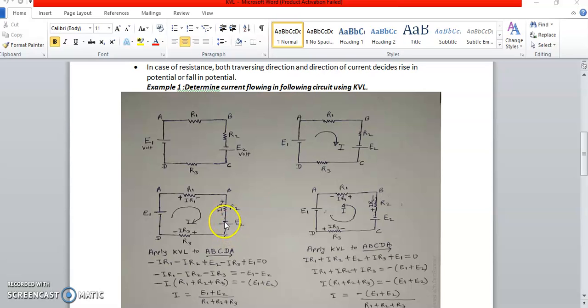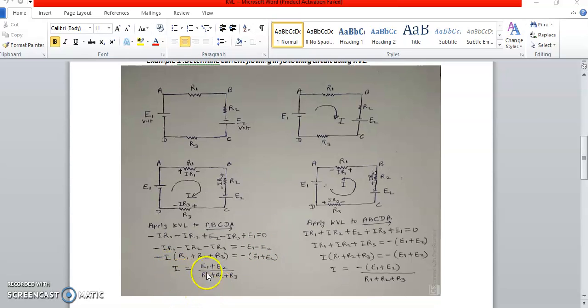Here there is a rise in potential because we move from the negative to the positive battery terminal, hence it is plus E2. Then while traversing from C to D there is fall in potential across this resistance R3 because current flows from C to D. This will be positive, this will be negative, and hence the fall in potential will be represented as minus I into R3. And while moving from D to A there is a rise in potential, hence plus E1 is equal to 0.